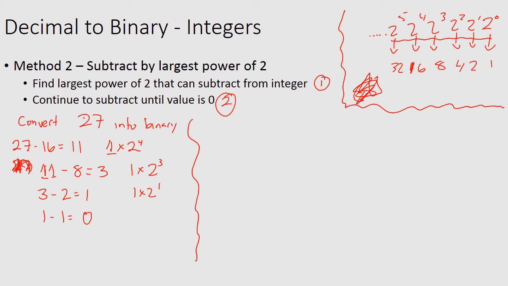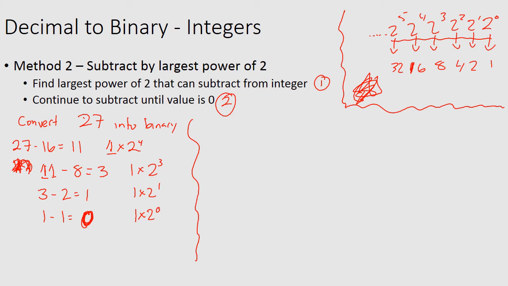And so we see that we end up with a value of 0, and you will always end up with a value of 0. If you don't, then you did it wrong. You didn't subtract by the largest, or you don't have enough digits. You don't have enough powers. So we know that there is 1 times 2 to the 0.